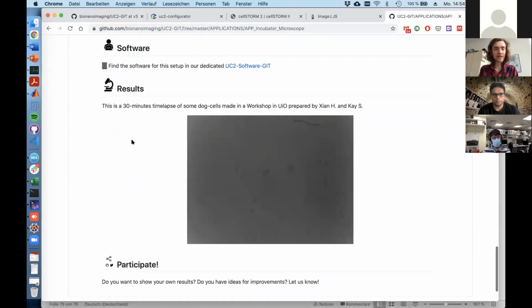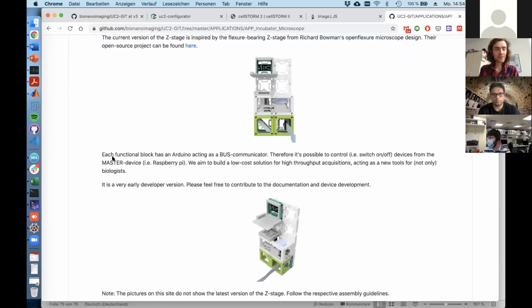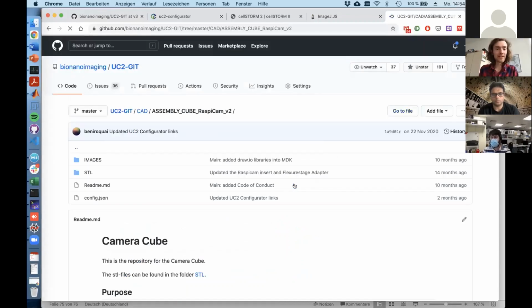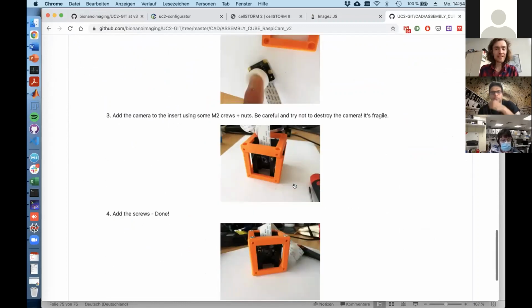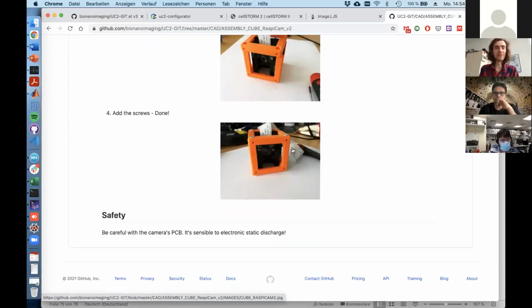And then there's detailed documentation, for example, on how to build the camera cube. There's a picture for every step, and we really try to convince people to do it on their own.